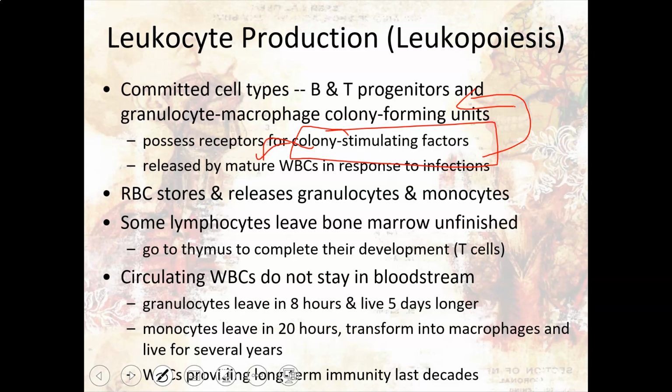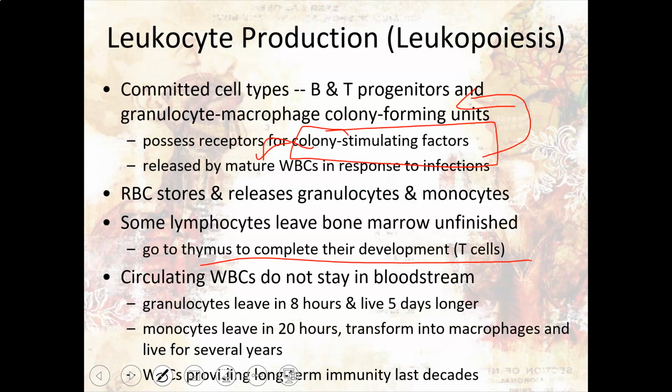Some of the white cells will leave the bone marrow before they're done, and they'll go to the thymus to grow up. These are called T cells. Again, more on this later when we get to immunity. White blood cells aren't like red blood cells. You don't want them in the bloodstream very long.